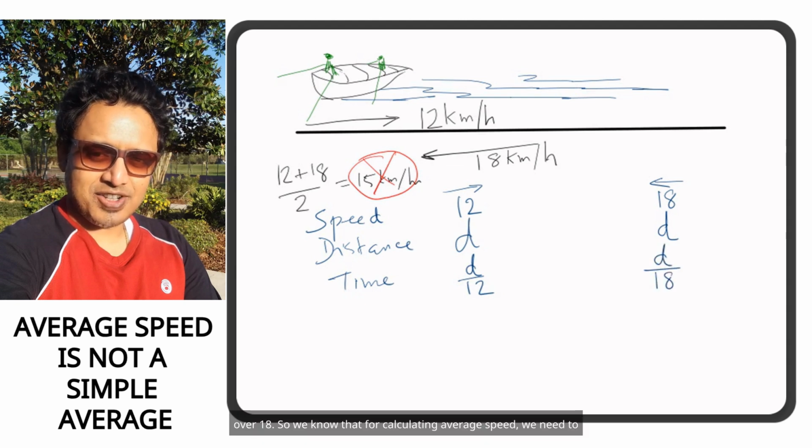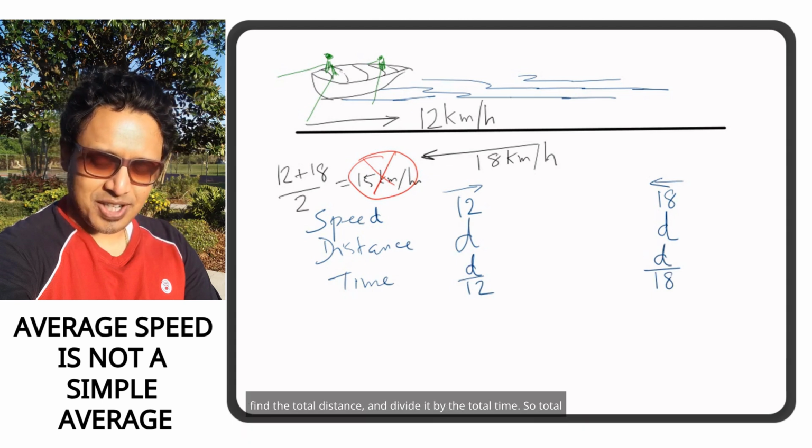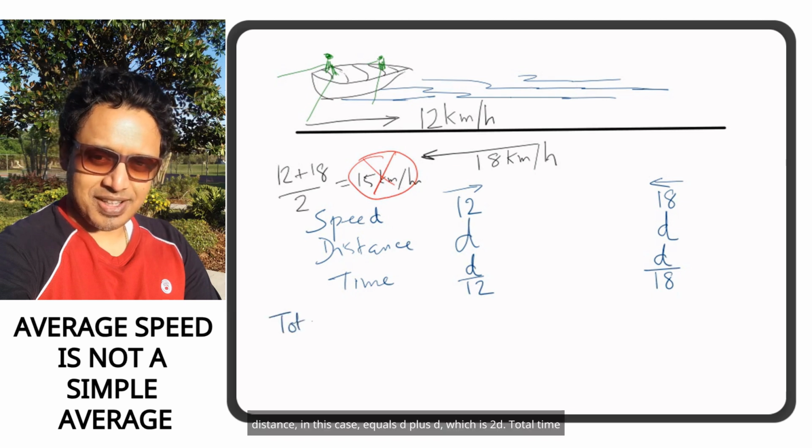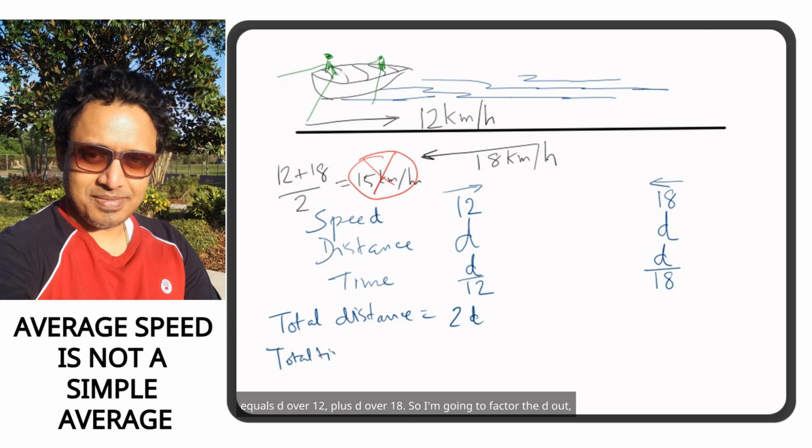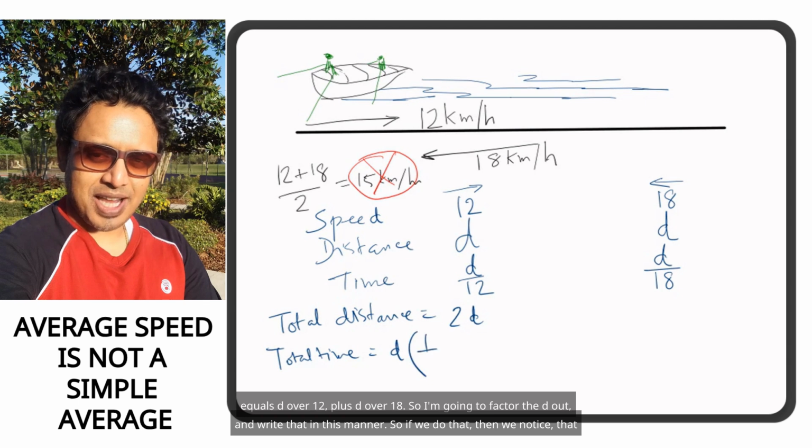So we know that for calculating average speed, we need to find the total distance and divide it by the total time. So total distance in this case equals d plus d, which is 2d. Total time equals d over 12 plus d over 18. So I'm going to factor the d out and write that in this manner.